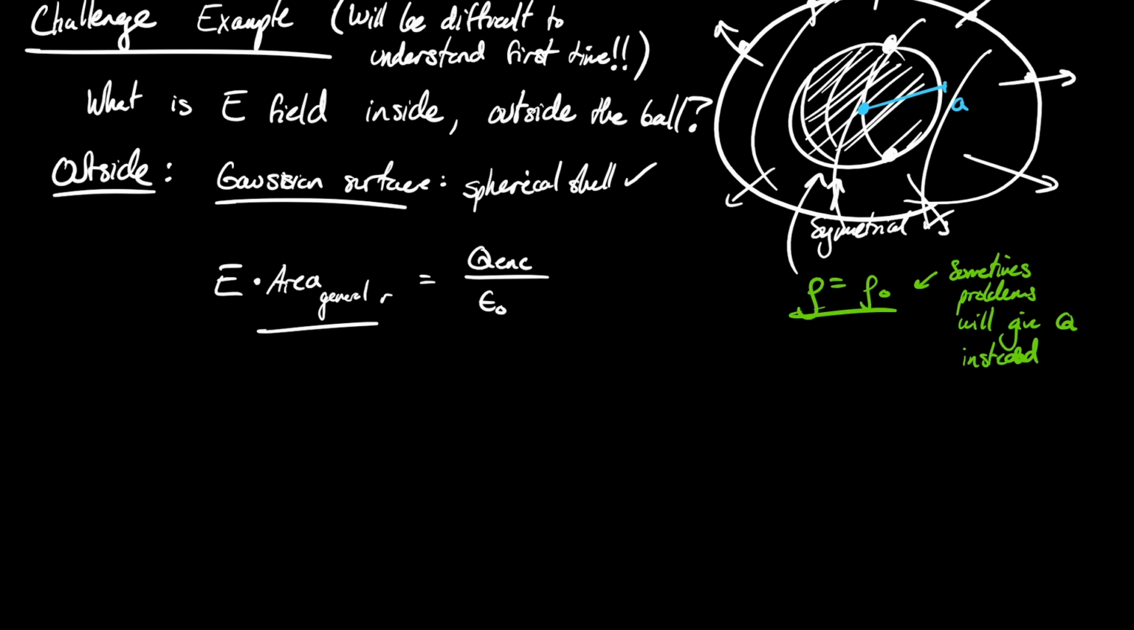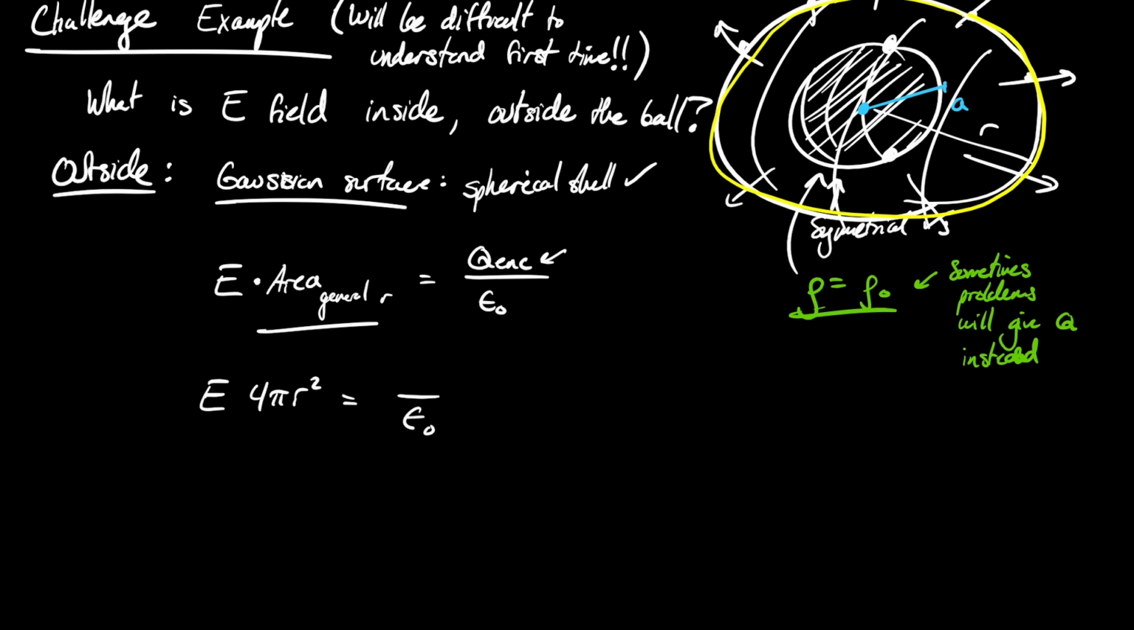There's two simplifications to make. What's the area of our Gaussian surface, which I probably should have drawn in yellow here? What's the area of that spherical shell at general radius r? Well, the area of a sphere of radius r is just 4 pi r squared, just like for the point charge case.